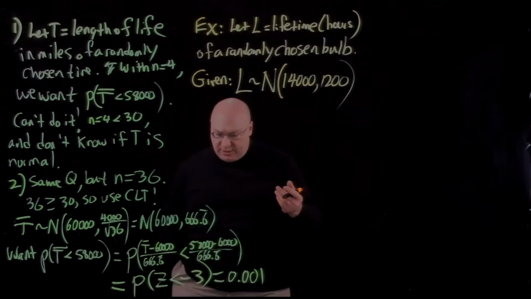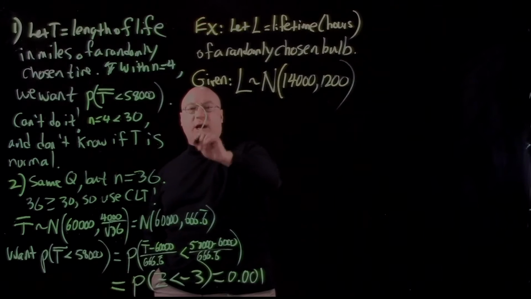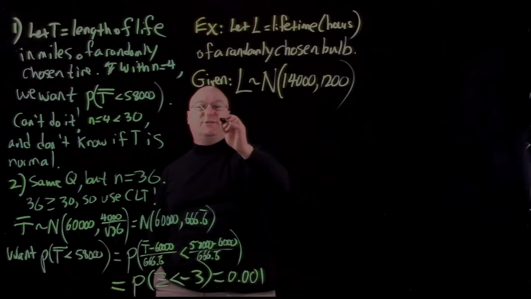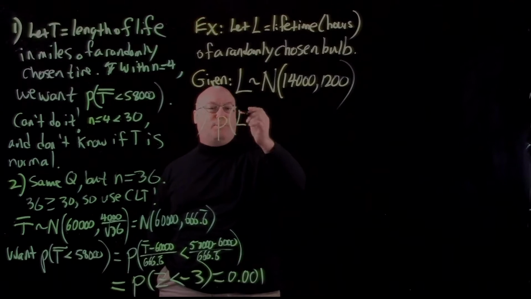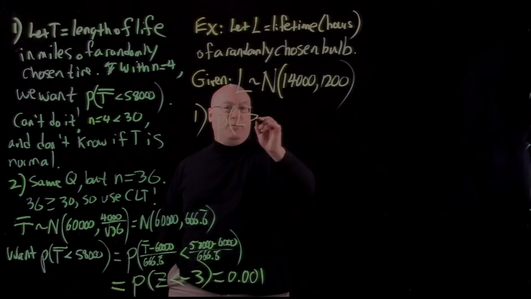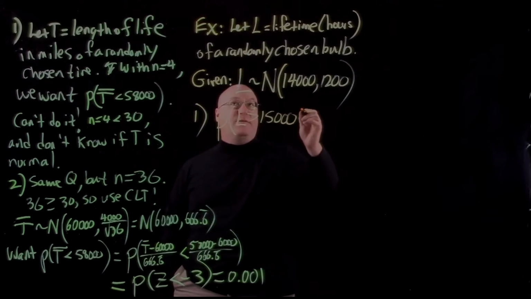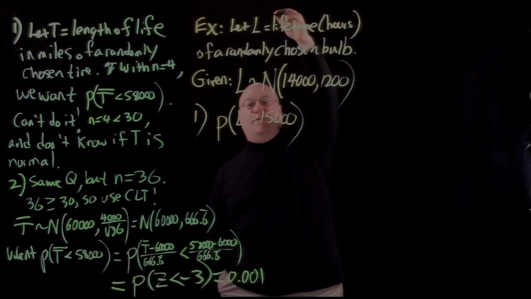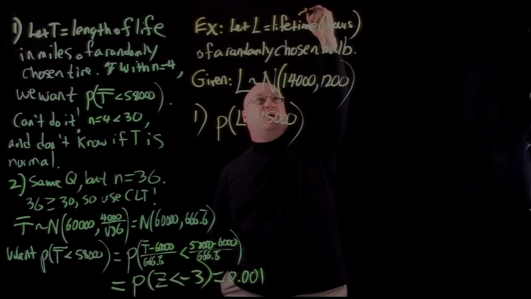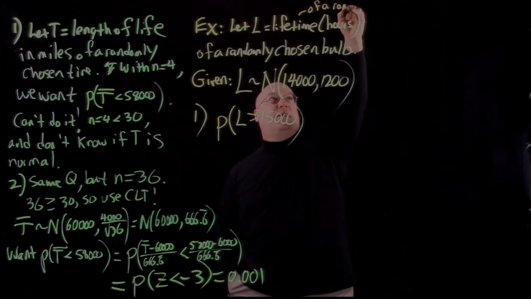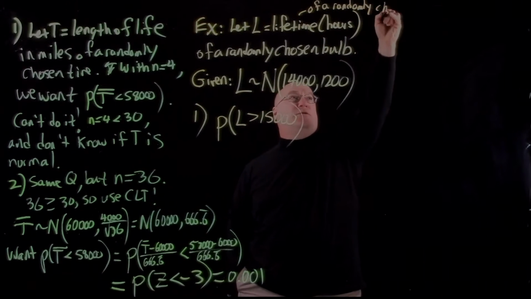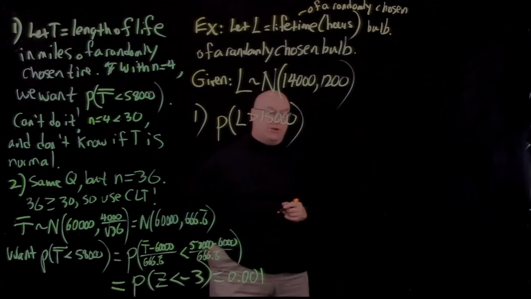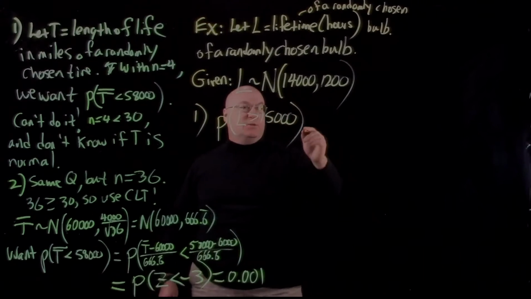All right, so number one says, what's the probability that a bulb chosen at random will have a length of time greater than 15,000 hours? So I want the probability of just a bulb chosen at random being greater than 15,000. Up here I say let L equal lifetime hours of a randomly chosen bulb. Okay, that's always understood, that we're choosing randomly. I just didn't say it there explicitly.